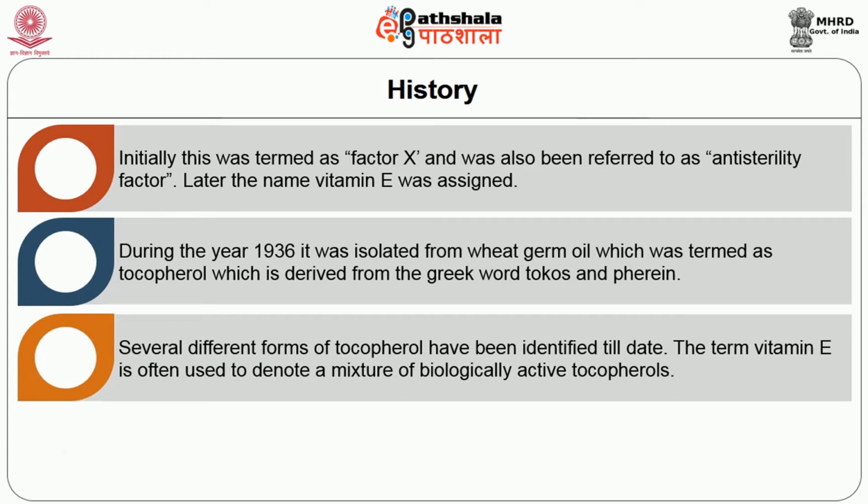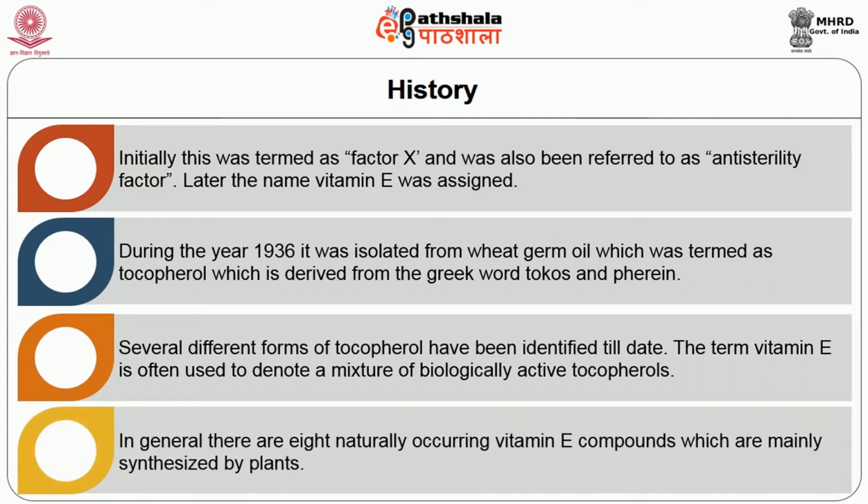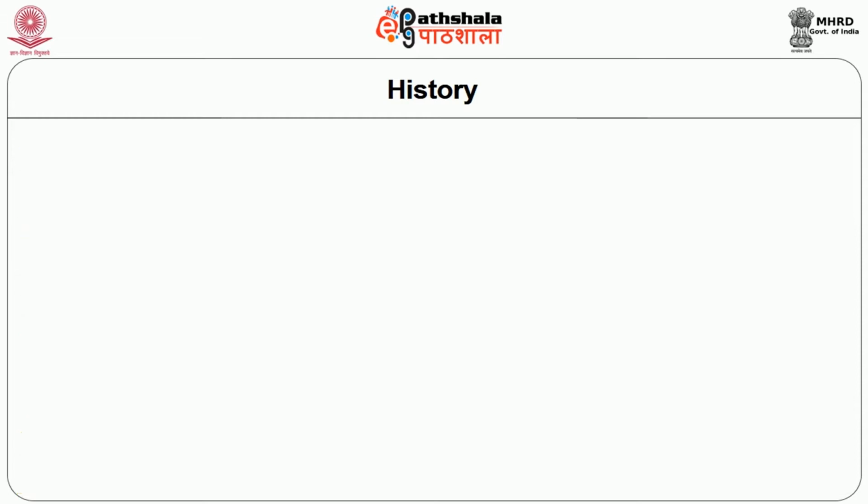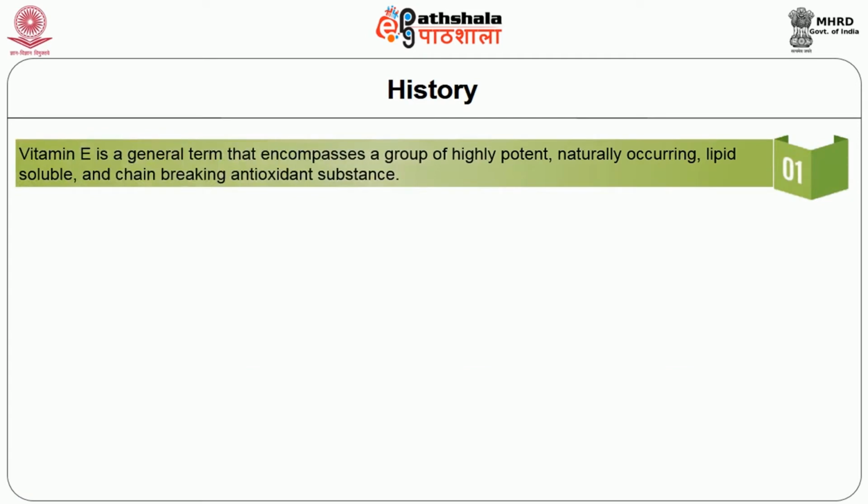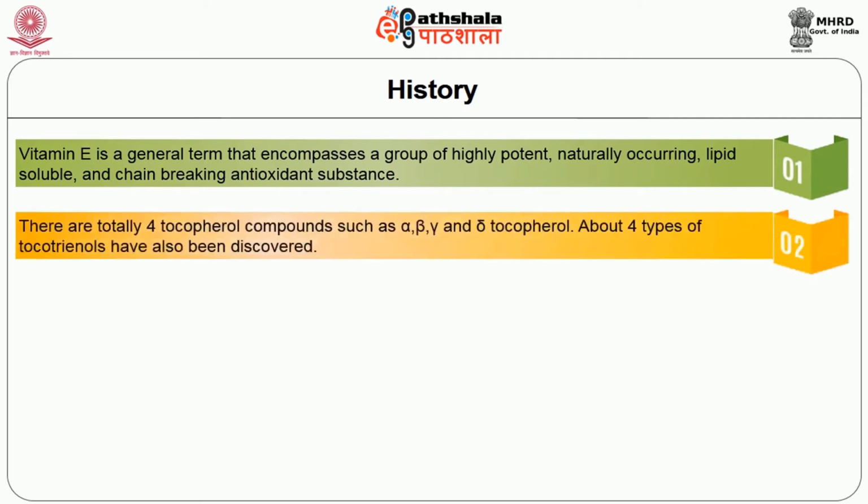The term vitamin E is often used to denote a mixture of biologically active tocopherols. In general, there are 8 naturally occurring vitamin E compounds which are mainly synthesized by plants. Vitamin E is a general term that encompasses a group of highly potent, naturally occurring lipid-soluble and chain-breaking antioxidant substances. There are 4 tocopherol compounds: alpha, beta, gamma and delta tocopherol. About 4 types of tocotrienols have also been discovered.